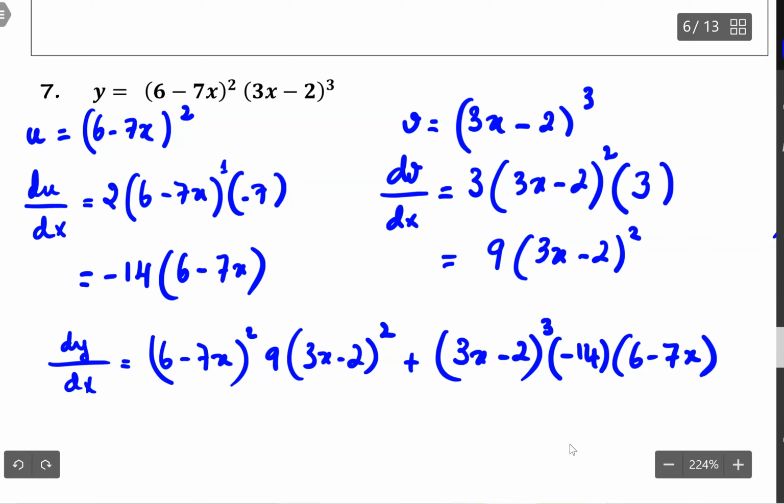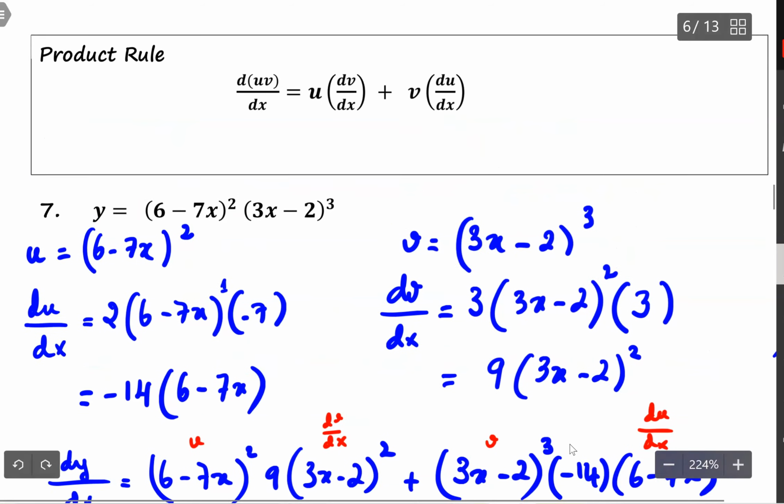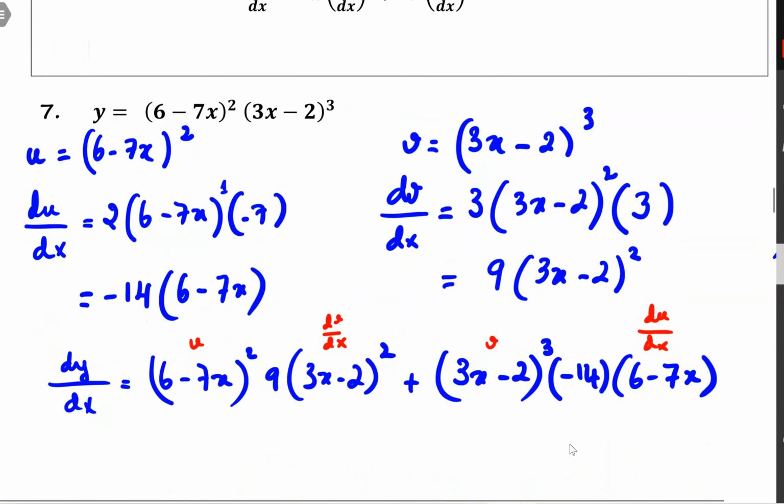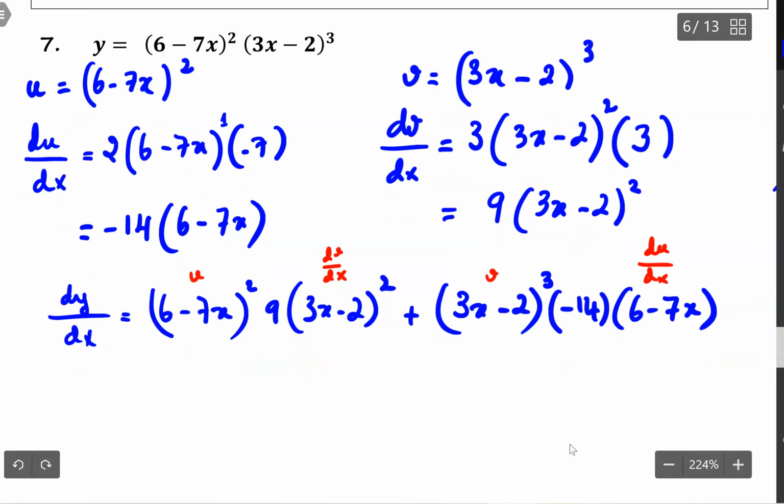Okay, so let's double check. So here's my u, right? Okay, so dv over dx, this is v, and du over dx. And it fits right into this product rule formula. So the next step, I found that might pose a bit of a challenge to quite a few students because we need to really master the algebra. So I was slowly going over the concept of factoring.